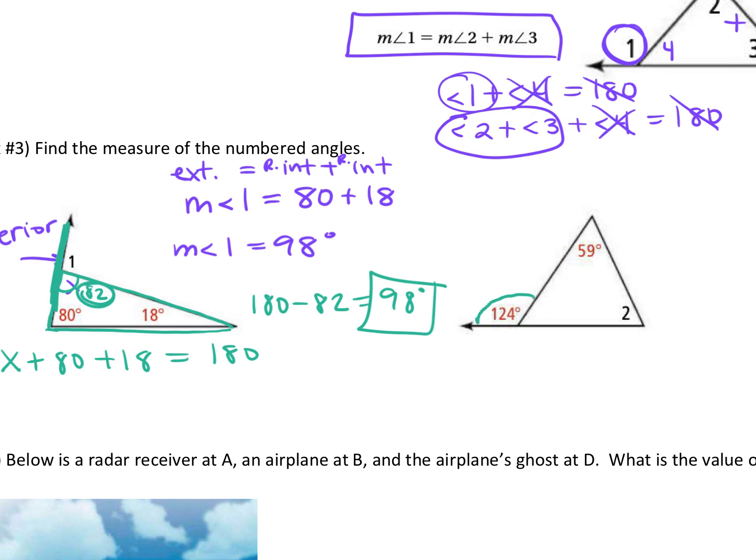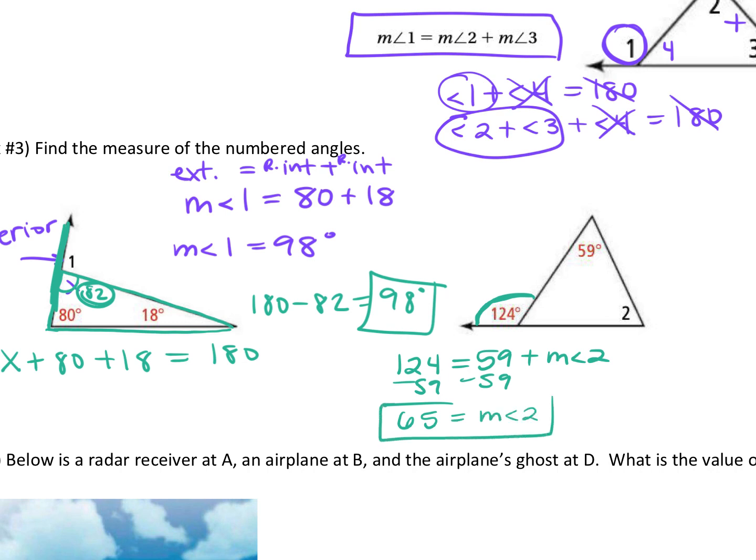If this is my exterior and I want to do the quick way, I would say 124 equals what? 59 plus x. 59 plus the measure of angle 2, right? You could call it x if you like a variable better. So all you're doing here is taking away 59, and you get 124 minus 59 is 65. So the measure of angle 2 is 65 degrees. Okay, if you like that method, using the remote interiors with your exterior, great.